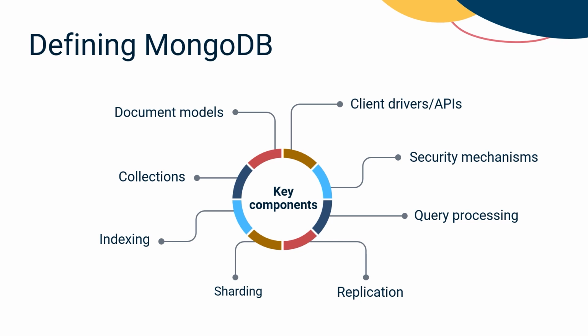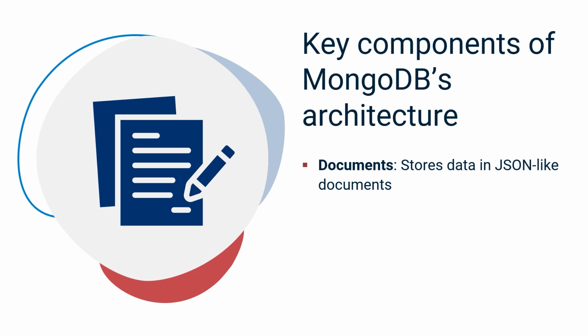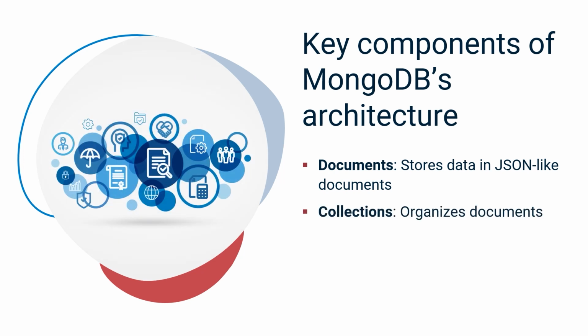Now, let's learn about the key components of MongoDB's architecture. The first component is documents. MongoDB stores data in flexible, JSON-like documents. These documents are organized into collections, analogous to tables in relational databases.